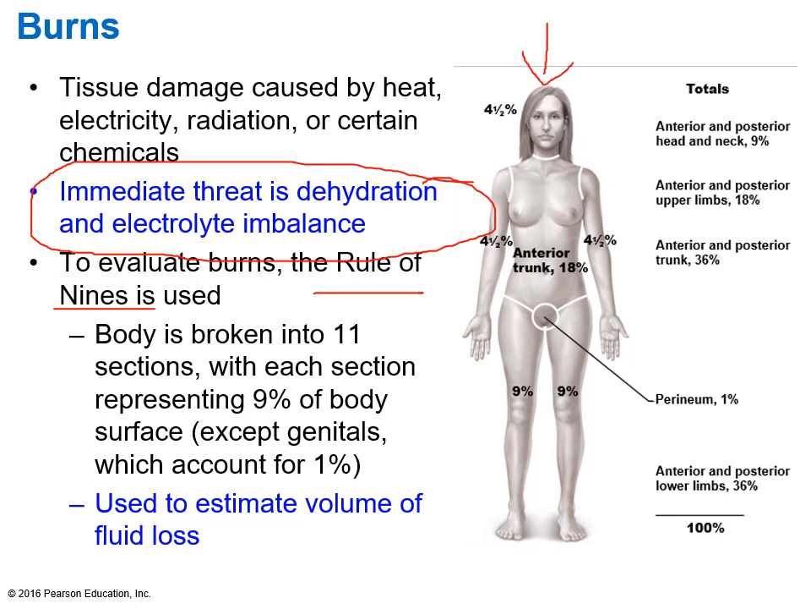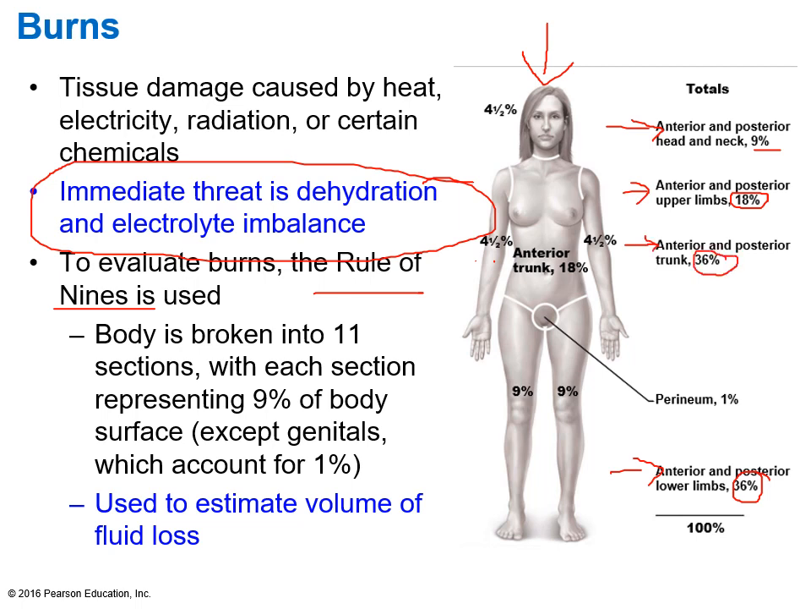Like, for instance, the anterior and posterior head and neck makes up 9%. The anterior and posterior of the upper limb, so that means the front and the back of the arms, make up 18%. And then, of course, we're also going to do that with the lower limbs, anterior, posterior of the lower limbs. That's going to make up 36%. And then the anterior and posterior of the trunk is 36%.